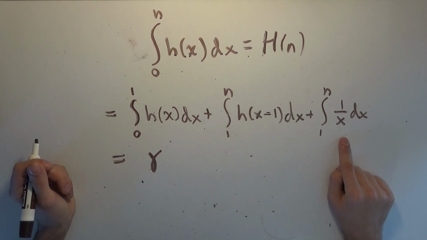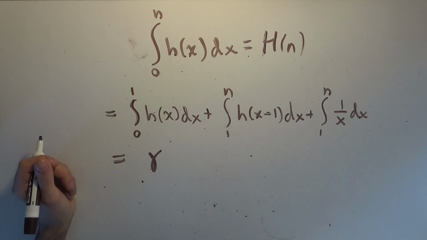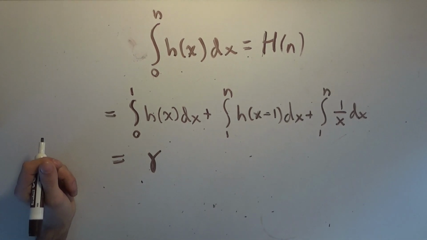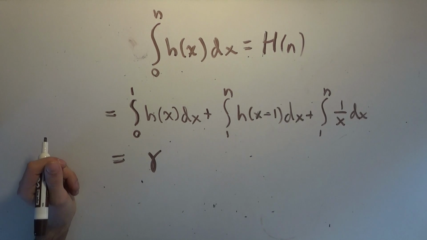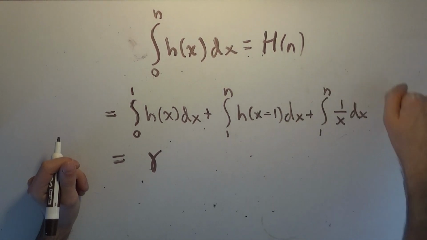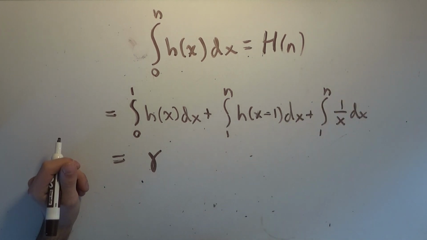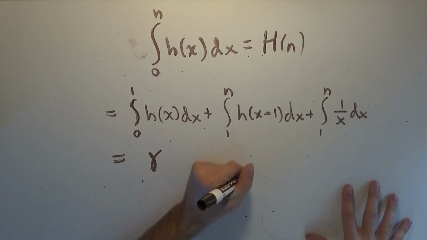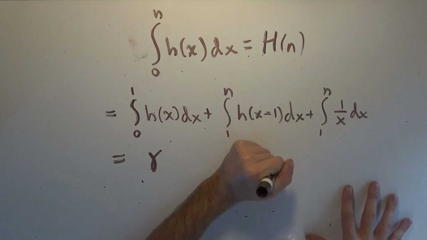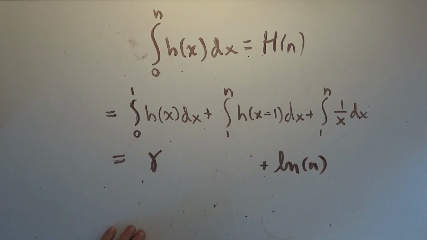Notice here, we have the integral from 1 to n of 1 over x. What is the antiderivative of 1 over x? It's the logarithm of the absolute value of x. Well, since x is strictly positive here, we understand that this is actually a definition of the natural logarithm of n, right? And so we know that this piece here is the natural logarithm of n, by definition.